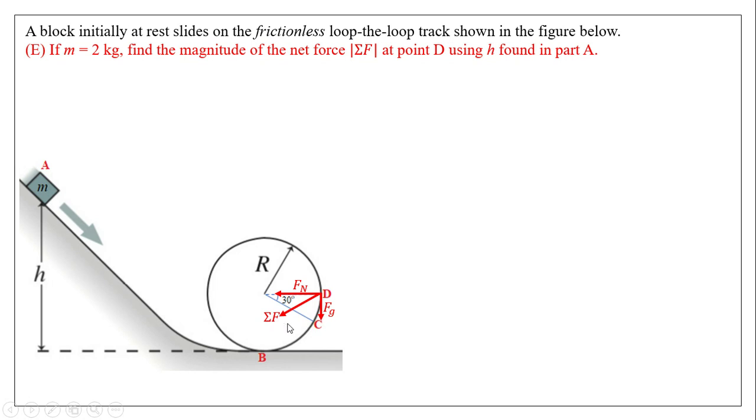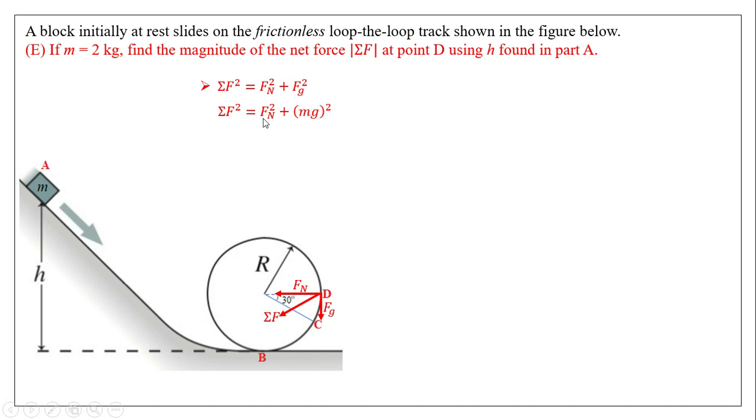I need to find this. What I can do is just apply the Pythagorean theorem, because it's just a right triangle. This is really just a squared plus b squared equals c squared. Here my net force is the hypotenuse, so net force squared is equal to F_n squared plus F_g squared. Here I know what F_g is: F_g is mass times gravity. What I don't know is F_n.